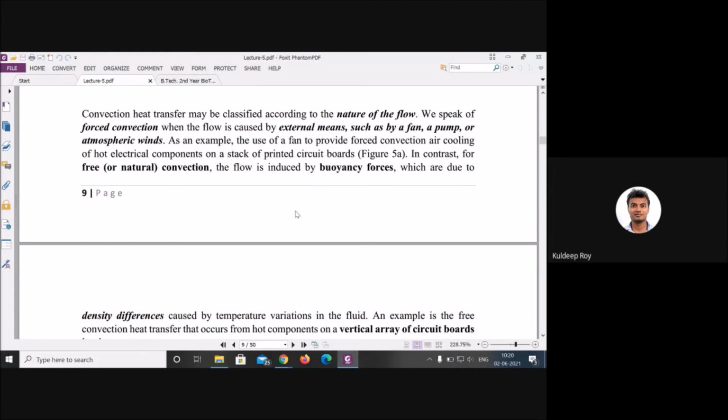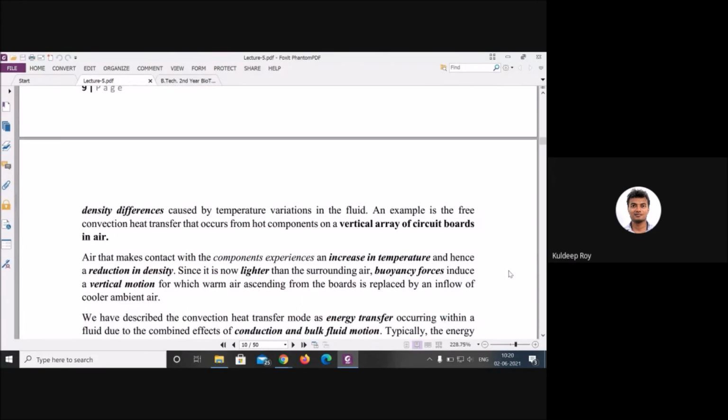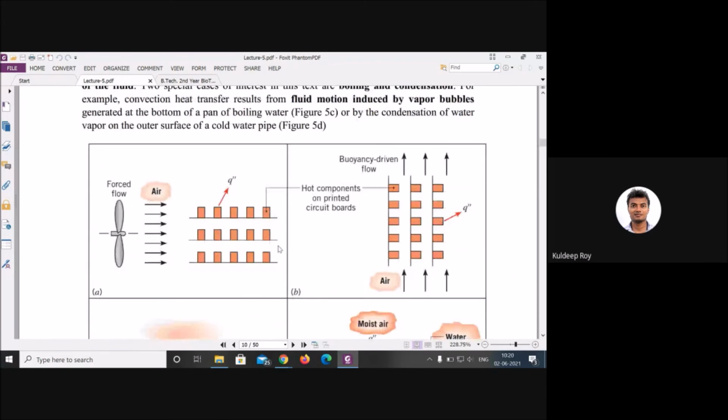Okay, in contrast, in free convection the flow is driven by buoyant forces, which are due to the density difference caused by temperature variation in the liquid. For example, a vertical array of circuit boards in air. What it is saying is that if you apply some kind of air or external force, the heat will transfer. And here, what is the working principle?